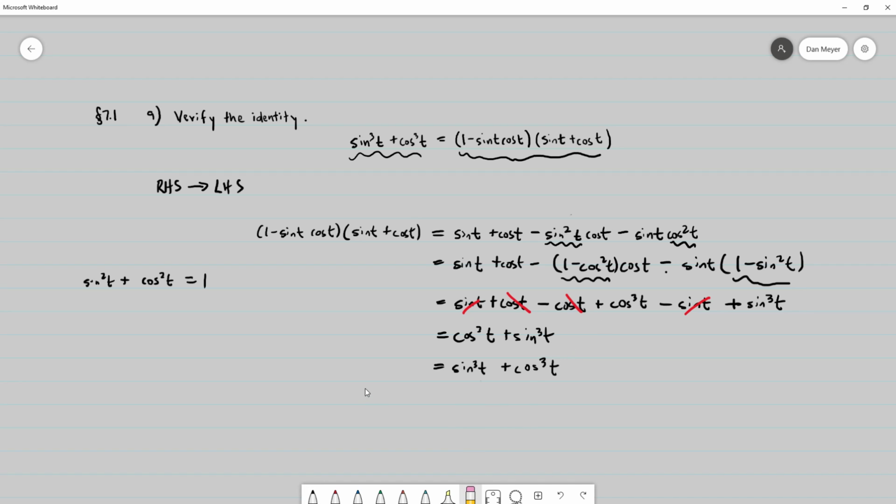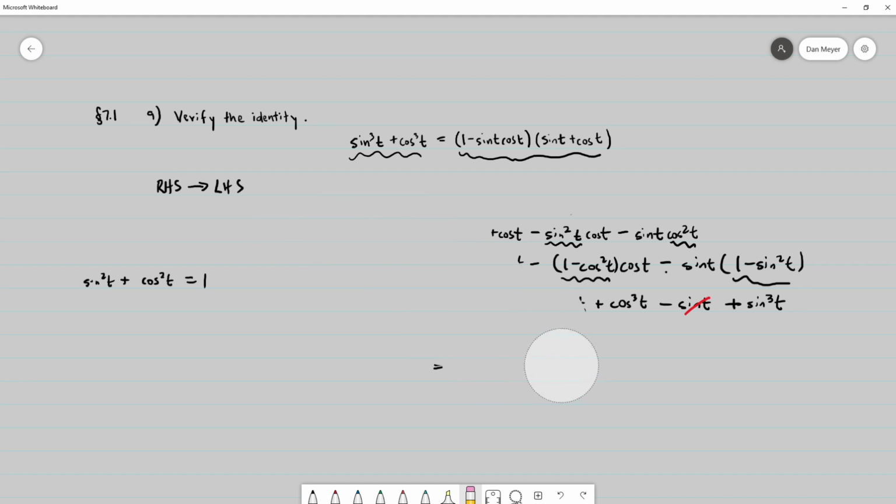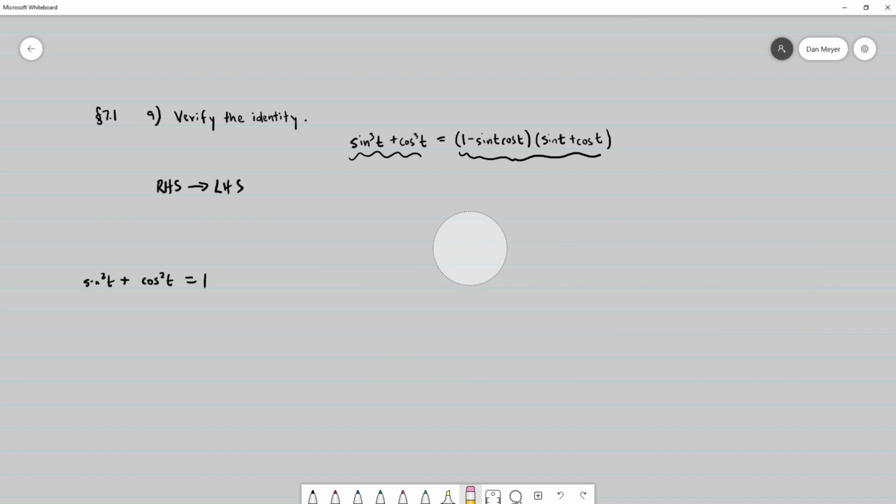Now, there is actually a more clever way to get this problem done, and it's going to require that you remember some factoring formulas that you were meant to have mastered in 136. In particular, the sum of cubes formula. a cubed plus b cubed is a plus b times a squared minus ab plus b squared. So that's the sum of cubes formula.